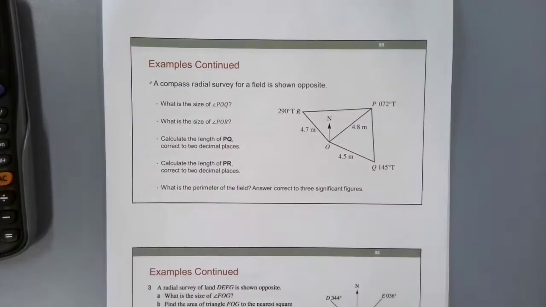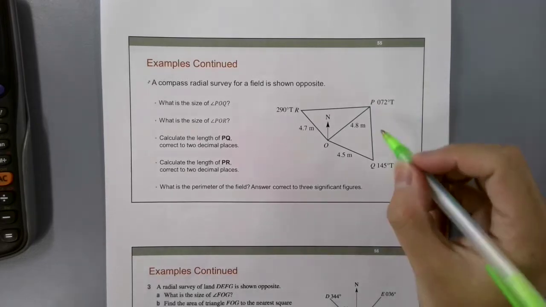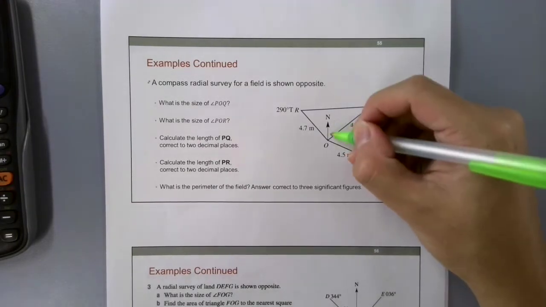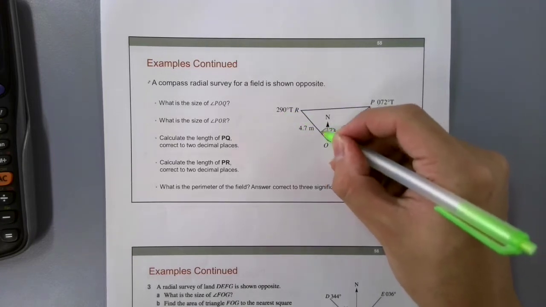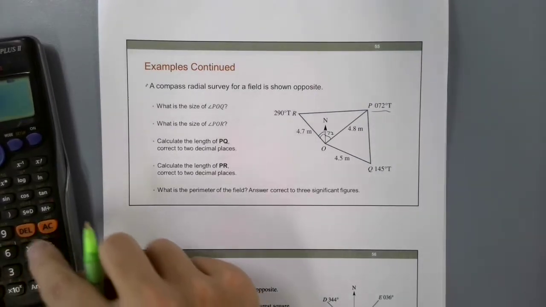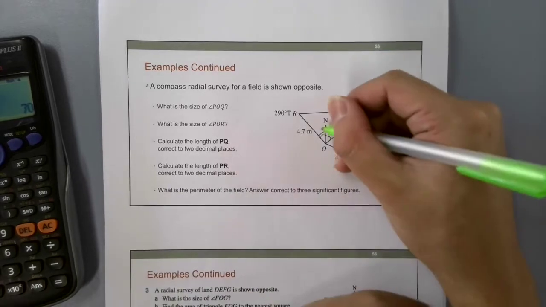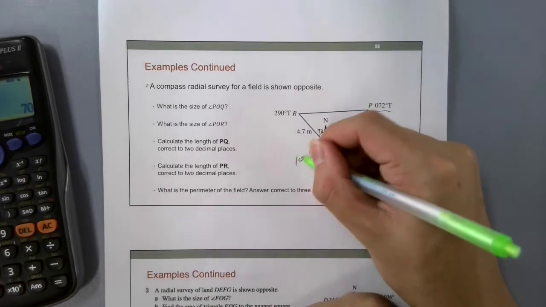Now, on to our next example. We want to find the angle sides of POQ. Now, an example of this radial survey is given to us. This tells us it's 72 degrees over here. This tells us it's 290. The easiest way to find this angle here is to do 360 minus 290. Alright, so we're going to just do that now. That gives us 70. So we know the total angle in there is 142 degrees.